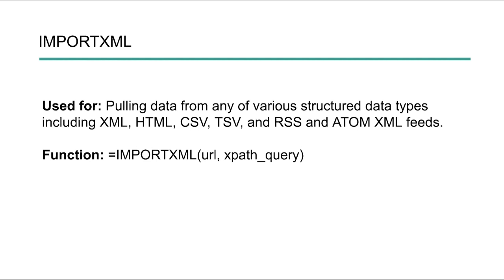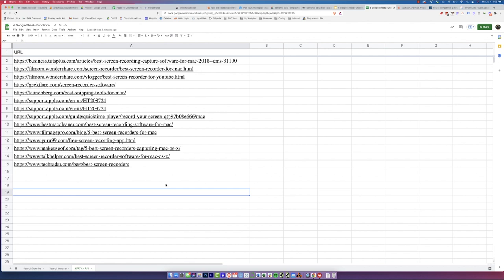So you would go ahead and type in import XML, you'd have a URL or a cell, and then you would look at the XPath query. So let's look at a couple ways that we could leverage that. I pulled some URLs from a search result, and now I want to learn a little bit more about them. So I want these all in a sheet, and I want to make sure that I have their title and their meta description. Let's say I'm doing some keyword research and I want to understand the SERPs a little bit better. So in order to get the title, I'm going to use import XML.